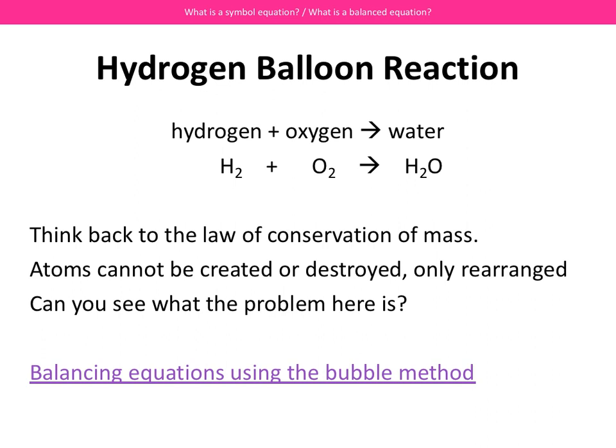If we count how many hydrogens we have on the left, we have 2, and on the right we have 2. But if we look at the oxygens, we've got 2 on the left and only 1 on the right, and that can't be correct because of the law of conservation of mass. Remember, atoms are not created or destroyed, they are only rearranged. So we must have the same number of each atom on both sides.